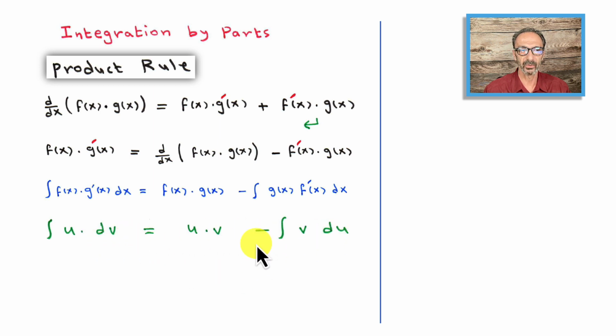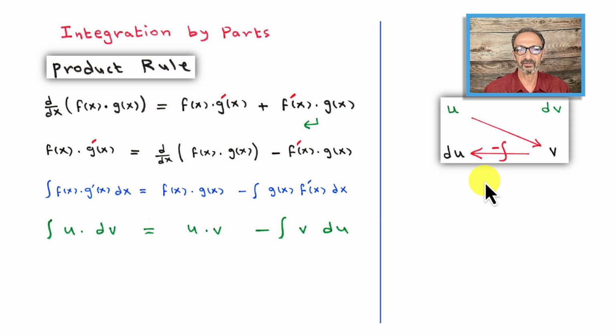To remember how to set it up, I have the following. You have u, and you have dv, u and dv. Differentiate u going down this way, that will give you du. Integrate dv going down will give you v. Then you just multiply diagonally this way. That's uv on the side, minus, you go back this way, minus the integration of v du. That's where the integration by parts comes from.